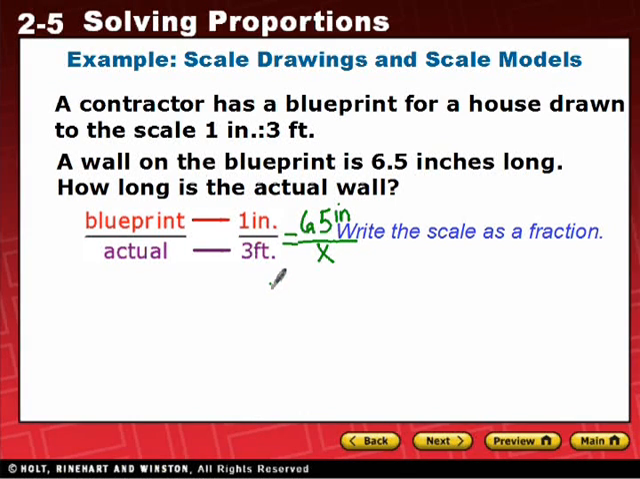So cross multiply, and we get x equals 6.5 times 3. Well, 6 times 3 is 18, and half times 3 is 1.5. So add those together. That's 19.5 feet long. That's a pretty long wall.